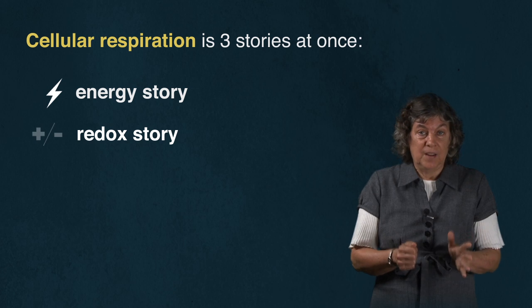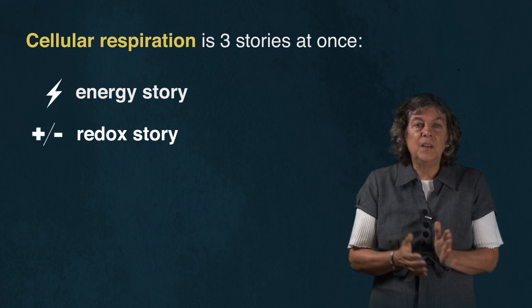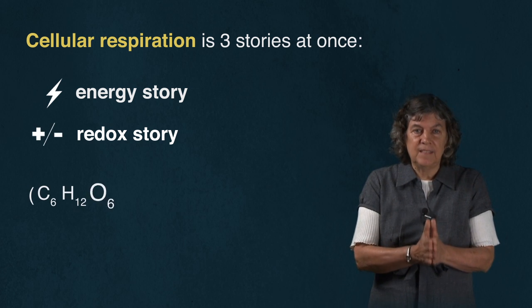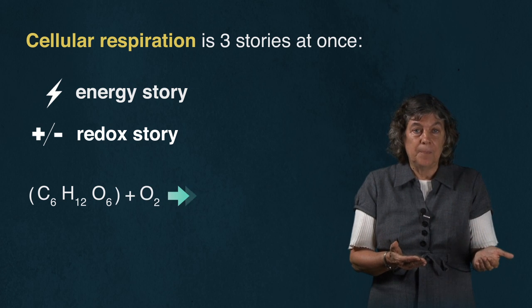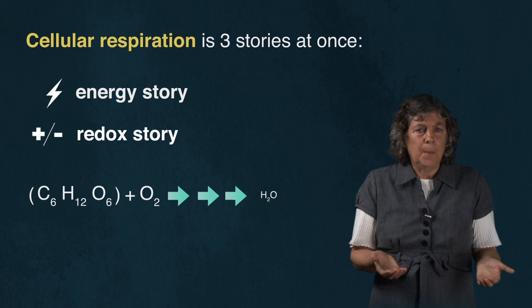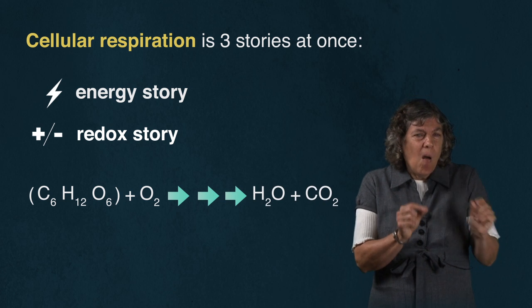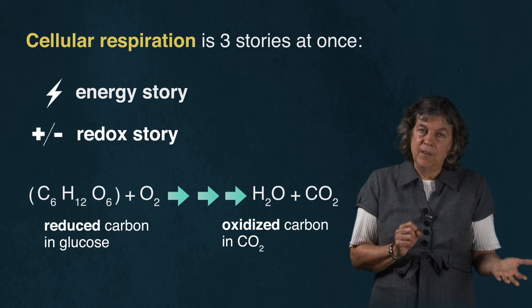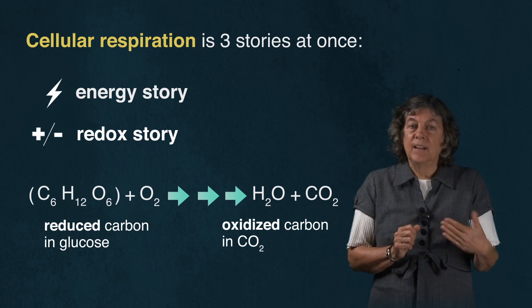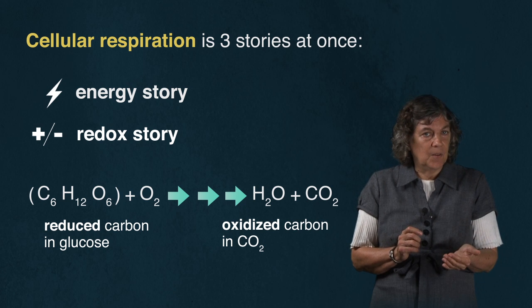The second story is a redox story, a series of oxidation reduction steps that oxidize sugar and release energy. As we're going to see in the entire process, there are actually many small oxidation reduction steps along the way that involve hydrogen carriers like NAD and electron transport carriers like cytochromes.